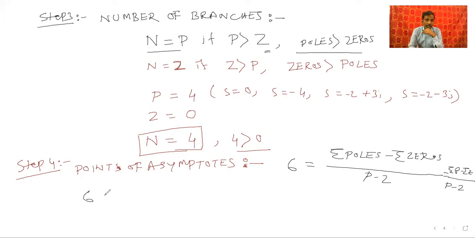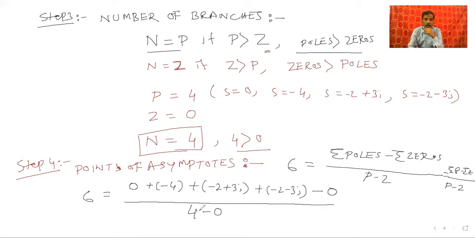In this case, sigma equals to what? Summation of poles: pole positions 0 plus minus 4 plus minus 2 plus 3j plus minus 2 minus 3j, minus summation of zeros which is 0, divided by number of poles equals to 4 minus zeros. So plus 3j minus 3j cancel out. Then minus 8 by 4, this is equivalent to minus 2. So sigma equals to minus 2. So point of asymptotes equals to minus 2.